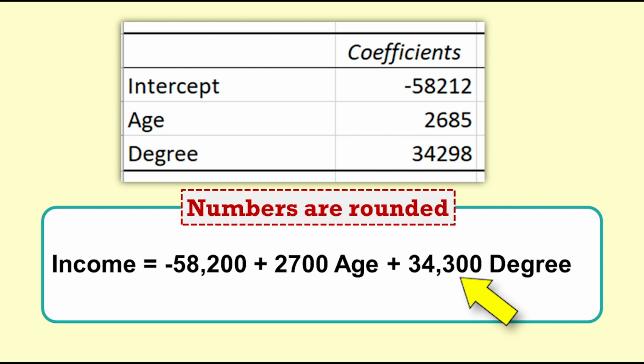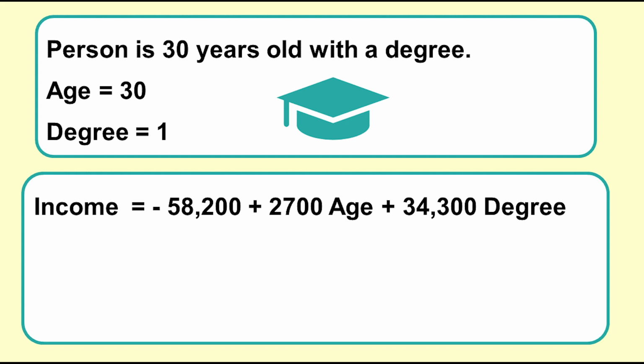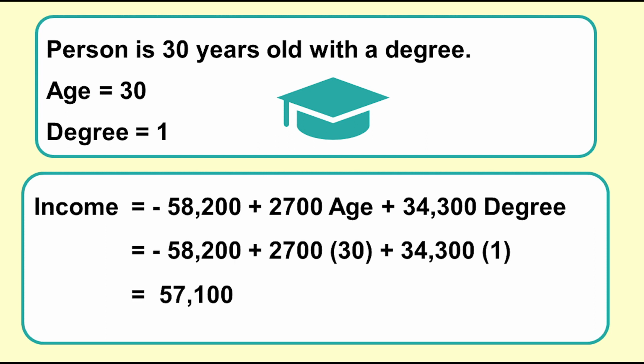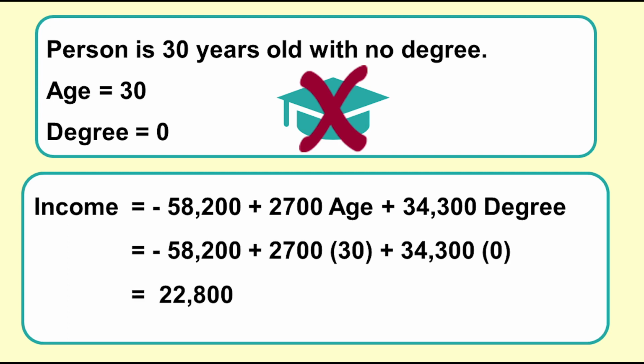The coefficient for degree tells us that if a person has a degree, all other things being equal, we would expect their household income to be higher by about 34,300 than a person of the same age without a degree. Using this model, we would predict that a person who has a degree and is 30 years old would have an expected annual household income of negative 58,200 plus 2,700 times 30 plus 34,300 times 1, which equals $57,100. Using this same model for a person who is 30 without a degree, the expected income would be $22,800.